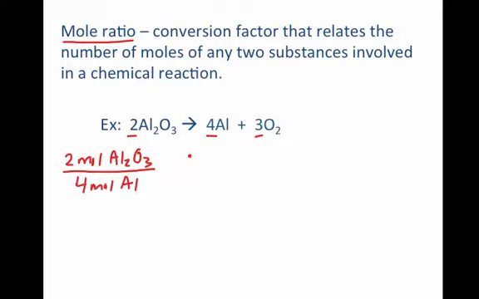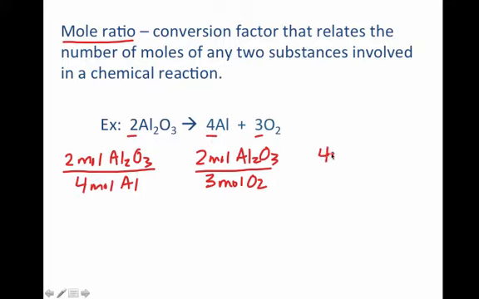Another mole ratio that I could do is I could say, all right, well, if I have 2 moles of aluminum oxide react, I can make 3 moles of oxygen gas. So again, I'm just using these coefficients to make a ratio out of it. That's all a mole ratio is, using the coefficients to make a ratio. The third mole ratio I could get from this problem, I could say that for every 4 moles of aluminum that form, 3 moles of oxygen gas will also form. So we have 3 different mole ratios that we can get from this one balanced decomposition reaction.